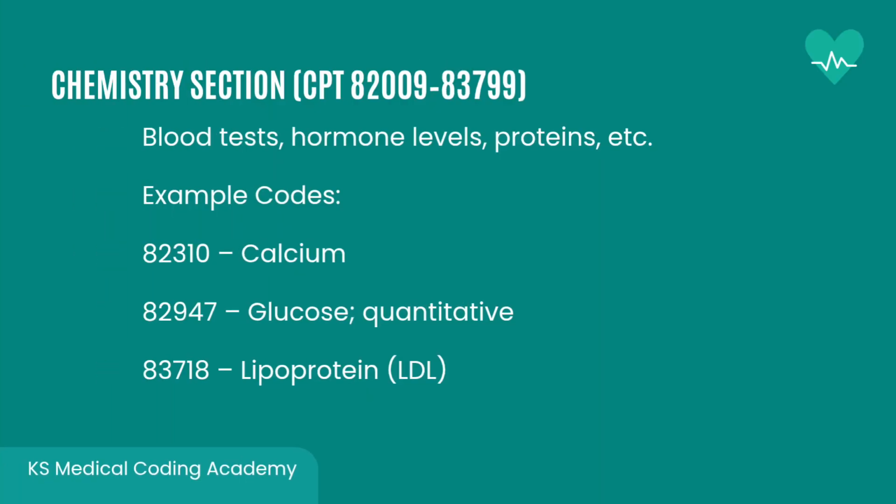Chemistry section. Next is the chemistry section, spanning CPT 82009 to 83799. These codes represent individual tests for substances like glucose, calcium, cholesterol, and hormones. For example, 82310 is for calcium. 82947 is for glucose. 83718 is for LDL cholesterol. These are some of the most frequently used lab codes in practice and on the CPC exam.